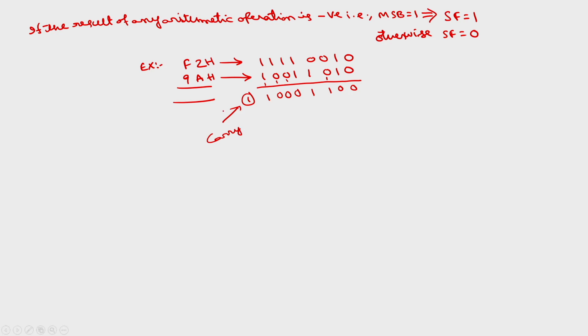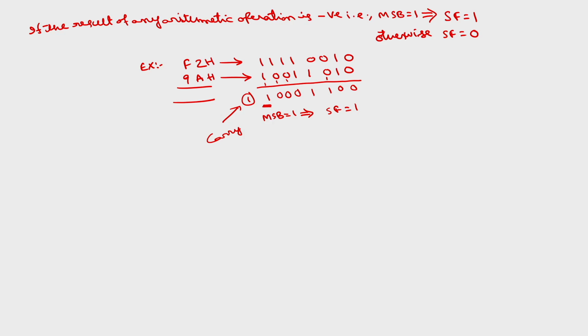Now, neglecting the carry, this will be the MSB bit. Because the MSB bit is 1, the sign flag will be set. This represents that the number is negative. MSB 1 implies the sign flag is set. So, if this bit is 0, the sign flag will be 0. Simply this MSB bit will be copied onto SF. If this is 1, SF is 1, if this is 0, SF is 0.